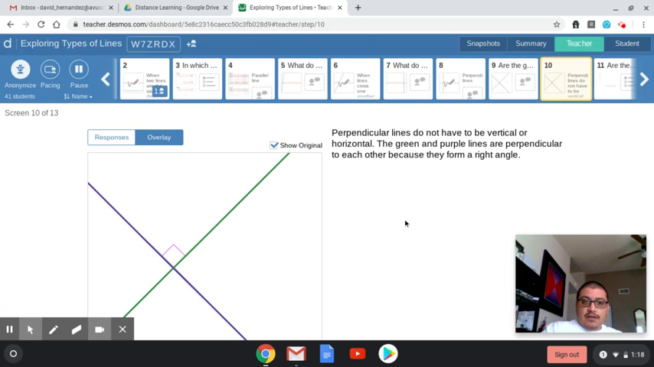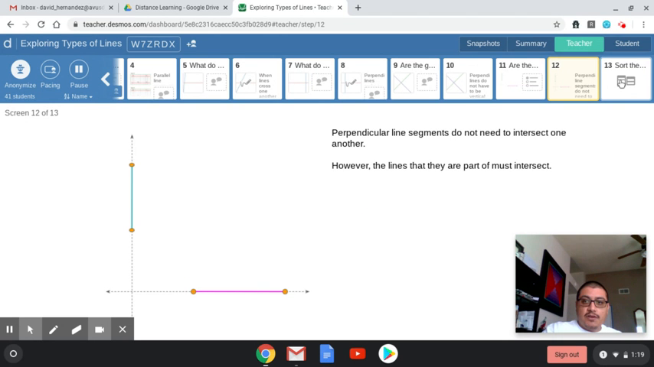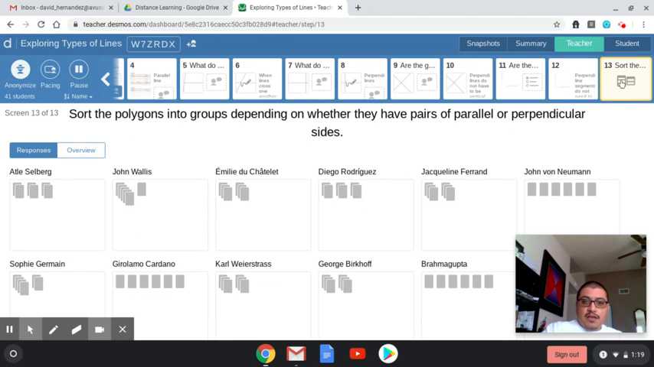Nevertheless, it does say that it's perpendicular, and notice there's the box there. That's usually the symbol for perpendicular. And a lot of you said no, but that's okay because it mentions that they don't have to cross for them to be perpendicular. And then this one's kind of interesting.